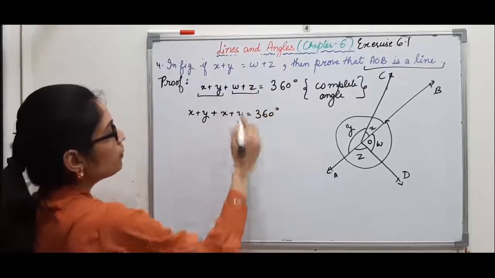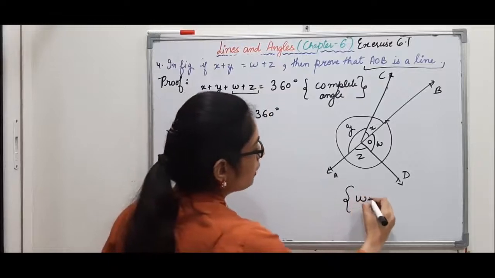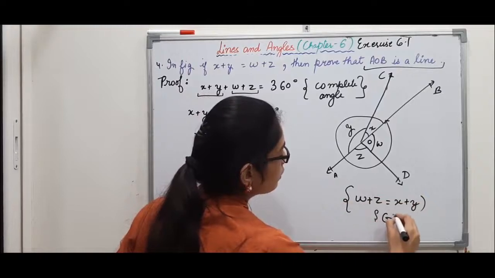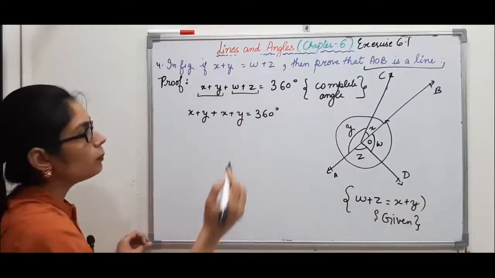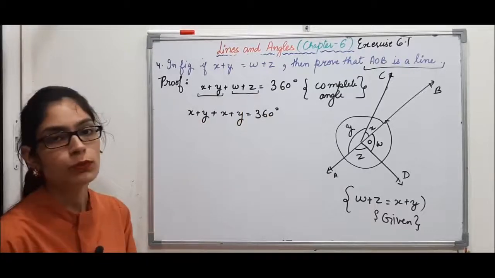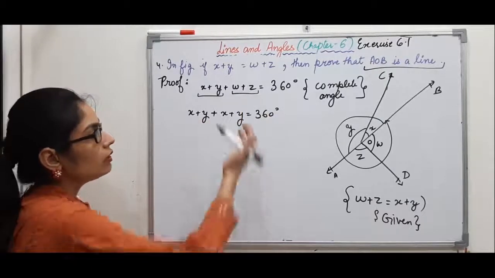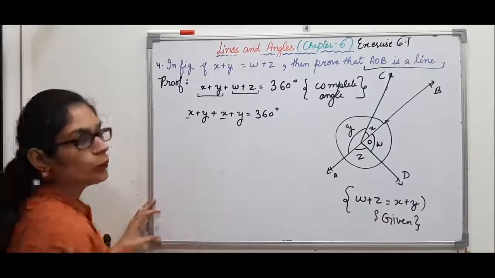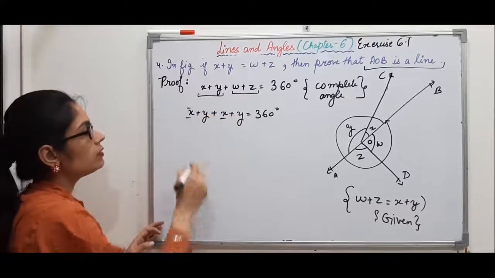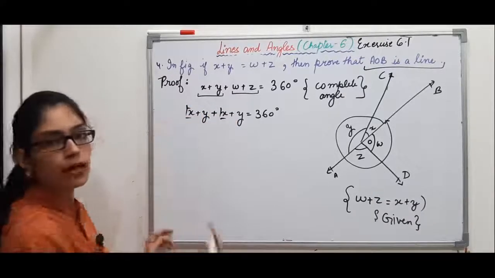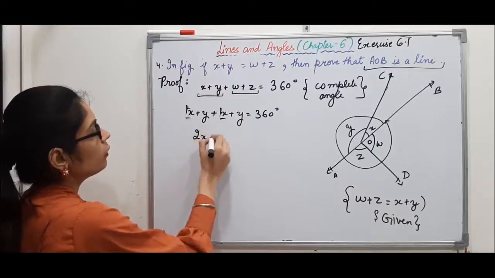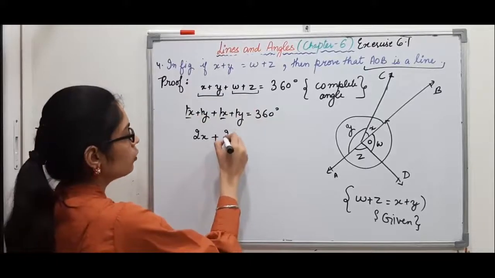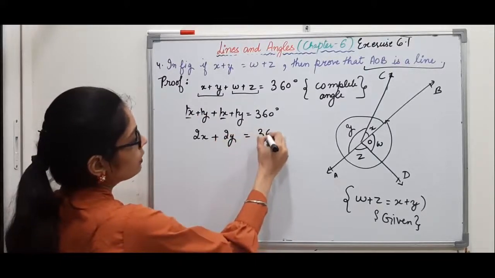So why this thing? Because w plus z is equal to x plus y. It is already given to us. So that's why instead of w plus z, we are writing x plus y. See, I have only done the replacement of the terms. It's not a big thing. So now like terms we can add. x and x are like terms. So this is 1x, this is 1x, so 1 plus 1 is 2, so I can write 2x. y and y both are like terms, so 1 plus 1 is 2, 2y is equal to 360 degrees.